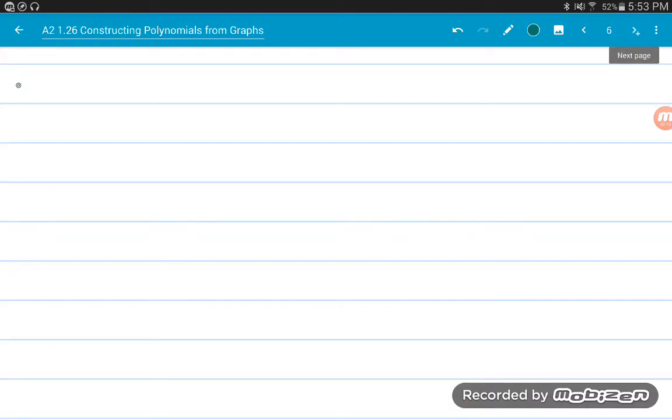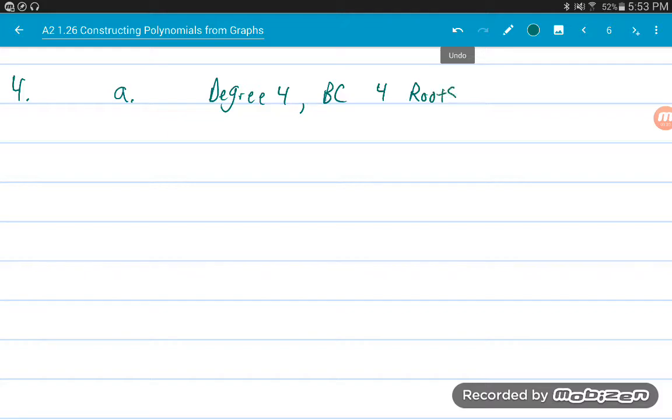I'll give you little explanations too. So this is question number 4, A. Degree 4, because there are 4 roots, and also because it's one more than the 3 turning points. And that's especially important.